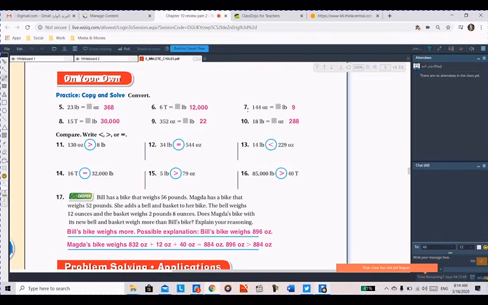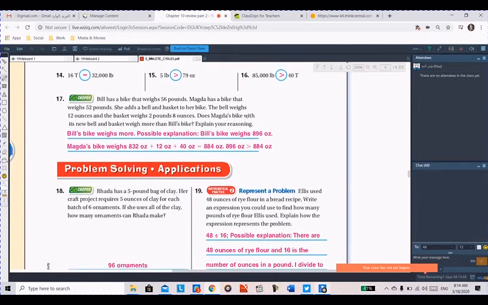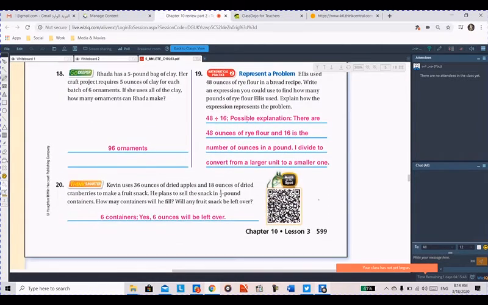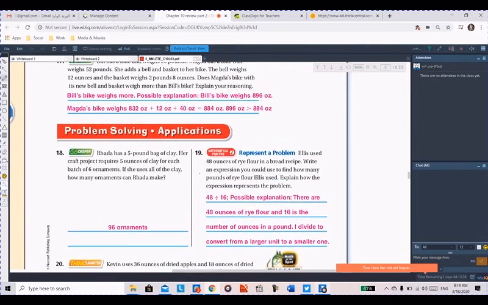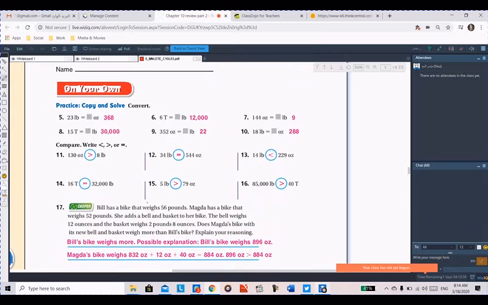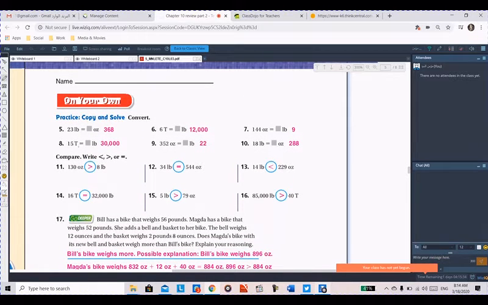Let's continue our lesson that we started yesterday. Let's open your book, page 599. This is the last page of our lesson. Okay, it asks us to copy and solve. Okay, convert. So you have to copy this in your notebook and solve it.